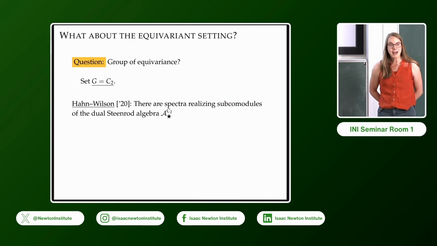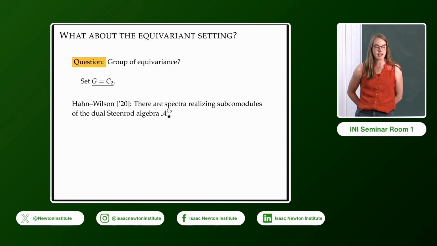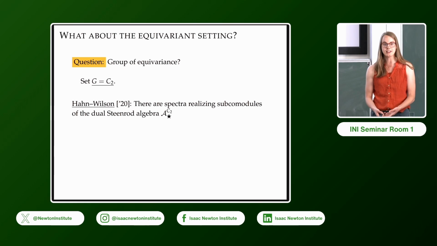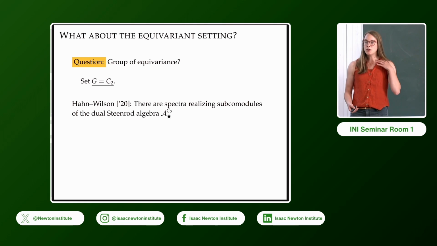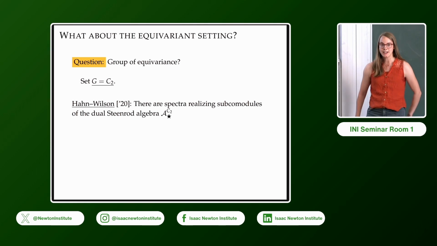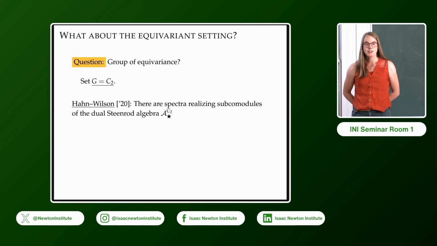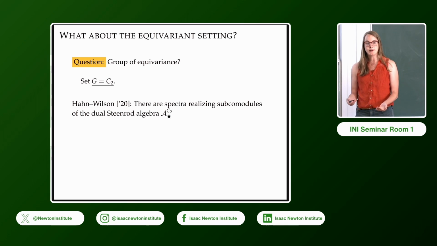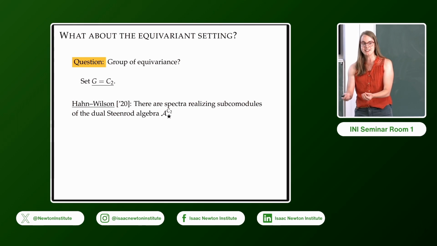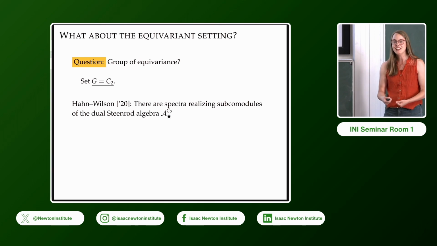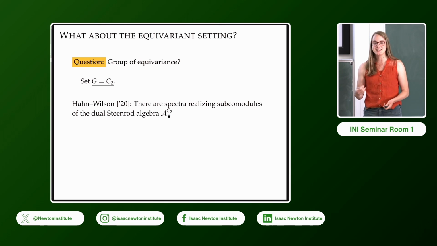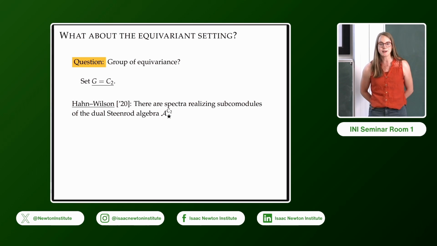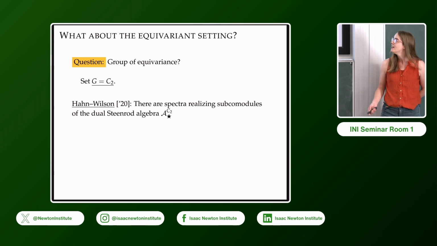And a little while back, Hahn and Wilson realized that there are indeed analogs of Brown-Gitler spectra realizing subcomodules of the C2 equivariant dual Steenrod algebra. So this would be useful for splittings of HZ smash HZ, where here Z is now Z underline, the C2 constant Mackey functor Z, and HZ being the Eilenberg-MacLane spectrum for that constant Mackey functor.